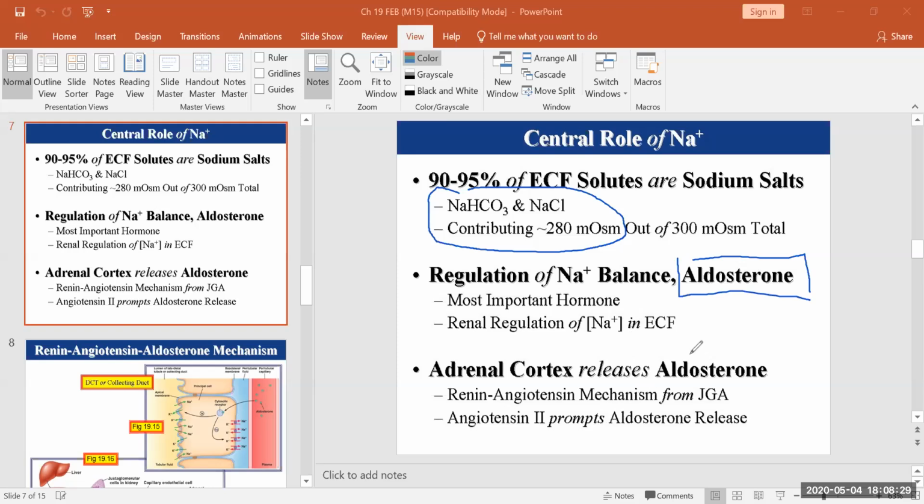And this aldosterone, we talked about this already, but let's revisit it. This is also known as the renin-angiotensin pathway. So it is basically related to the release of angiotensin 2. Let's briefly talk about this on the next slide.